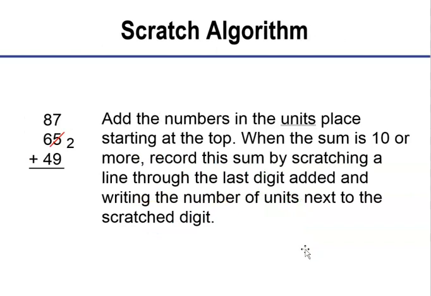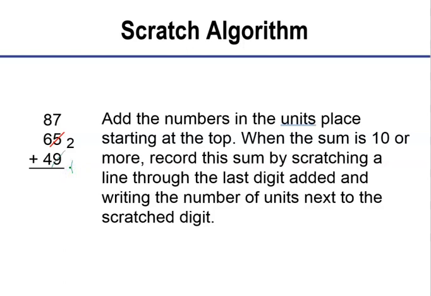Now this one, I've never seen this before, but it's an interesting algorithm. You add the numbers in the units place starting at the top, like tradition. We do 7 plus 5, that's 12. So watch what happens. When you get to a number over 9, then you scratch out. So we're scratching out the 5 and replacing it with 2. And then I add 2 plus 9, and I'm going to scratch again because 2 plus 9 is 11. So I'm going to scratch through and say that's a 1.